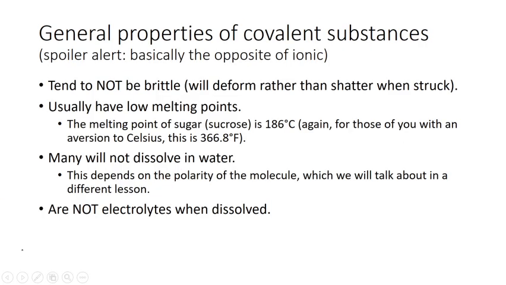So some general properties of covalent substances, like it says there, spoiler alert, basically this is going to be the opposite of ionic. They tend to not be brittle, right? They will deform rather than shatter when struck, tend to have low melting points relatively. All right, the melting point of sugar, right, table sugar, sucrose, 186 Celsius. All right, so a long way away from that 801 Celsius that was sodium chloride's melting point.